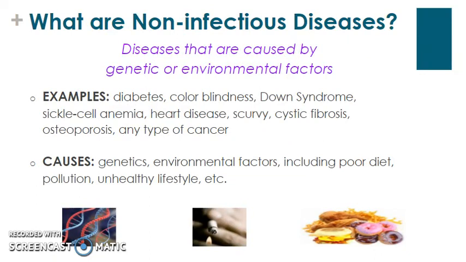So we'll start looking at non-infectious diseases. So diseases that are caused by genetics or environmental factors. So diabetes, color blindness, Down syndrome, sickle cell anemia, which is a blood disorder, heart disease, scurvy, cystic fibrosis, osteoporosis, cancer, and we'll actually look more specifically into cancer.